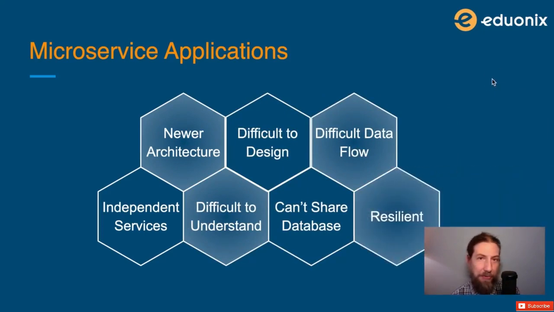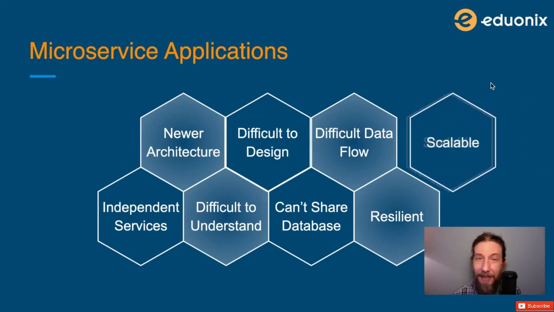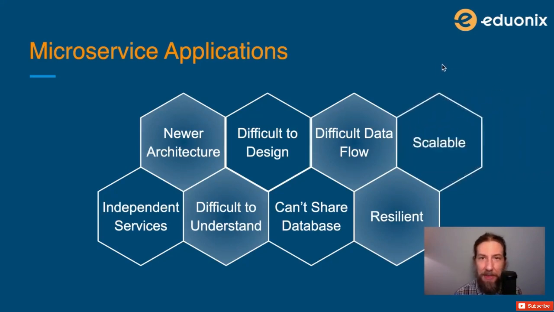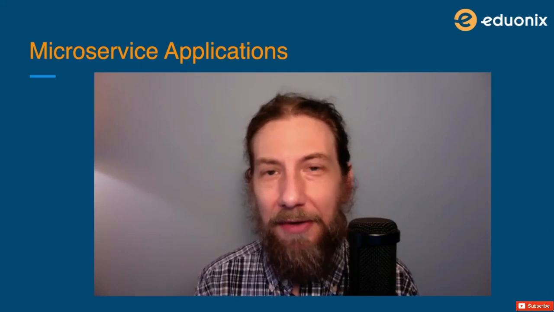But a microservice is resilient. If one part fails, the other microservices continue to operate. And they're easy to scale because you can break the microservices into their parallel parts and only scale the part that you need.